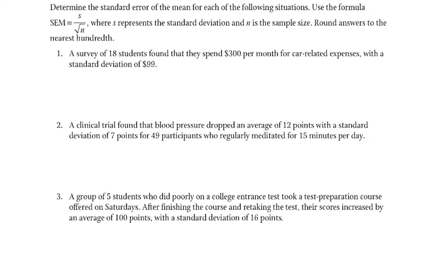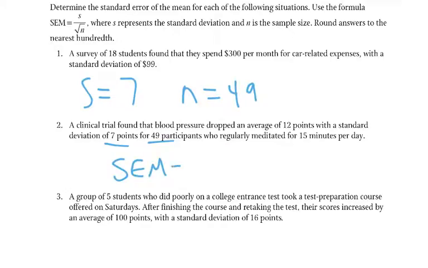A clinical trial found that blood pressure dropped an average of 12 points with a standard deviation of 7 points for 49 participants who regularly meditated for 15 minutes per day. So we need the S, our standard deviation, which they told us was 7 points. And our N was the number of people, so 49. For our standard error of the mean, we go 7 divided by the square root of 49. We know the square root of 49 is 7 times 7, so I can simplify that without a calculator. 7 over 7 gives us 1. Rounded to the nearest hundredth, you just add the 2 zeros. So once again, that's 1.